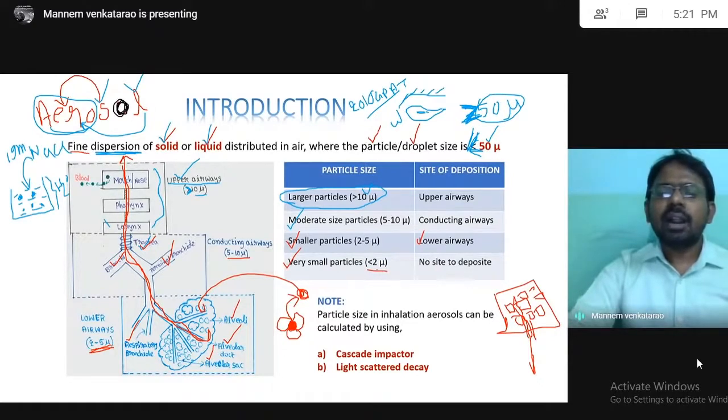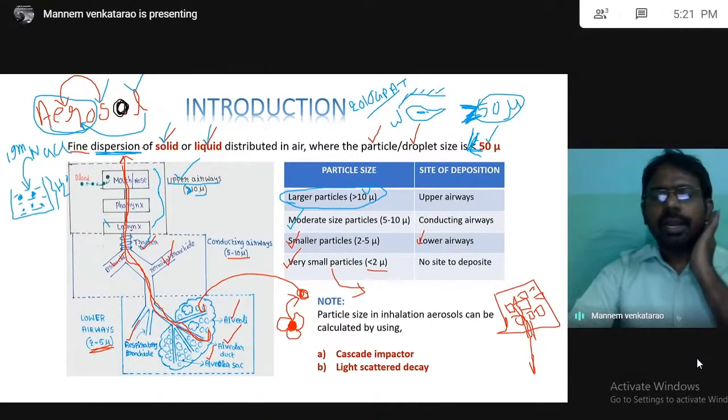Once it is not deposited, it cannot be absorbed, it cannot enter into blood. That's why it has no biological activity, no therapeutic activity. That's why these particles have no importance in inhalation aerosols, because they easily pass through the deeper airways, lower airways, and easily exit from the respiratory tract. Okay, it enters with inhaled air and exits with exhaled air. That's why it is always associated with the air but not with the tissues.